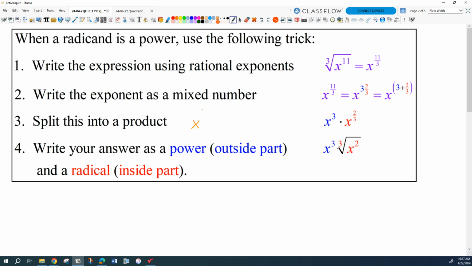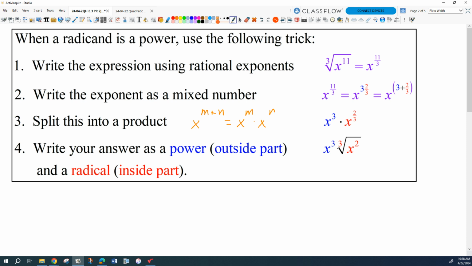X to the m plus n is just x to the m times x to the n, isn't it? When we multiply like bases, we add the exponents. So we can split that into two separate powers, x cubed and x to the 2/3, right? Well, the x cubed, there's no radical there, right? That's no longer a fractional exponent, but the x to the 2/3, we'll just flip that back and rewrite that as a radical. And we did it, right? We got as much outside the radical as we could.